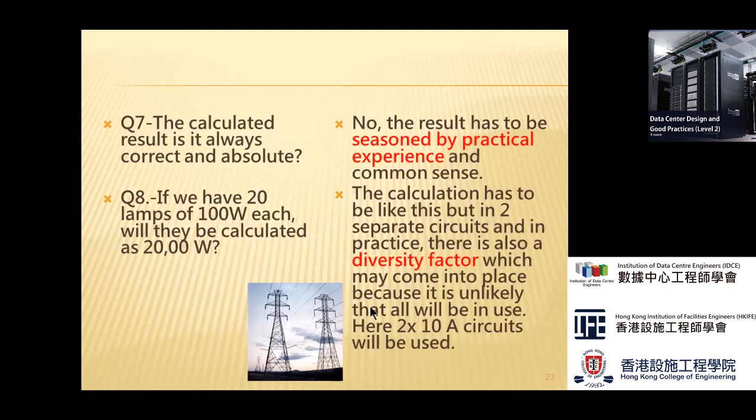But here, as I mentioned, you only want a 10 number times 100 only. Make it 2 circuits. So if you use 10 times 100, you have 1000 watt. Divided by the 220 volt, you get 5 amps. Right? So in theory you have 2 circuits, each of 5 amps, instead of 1 circuit of 10 amps. You make it into 2 separate circuits.